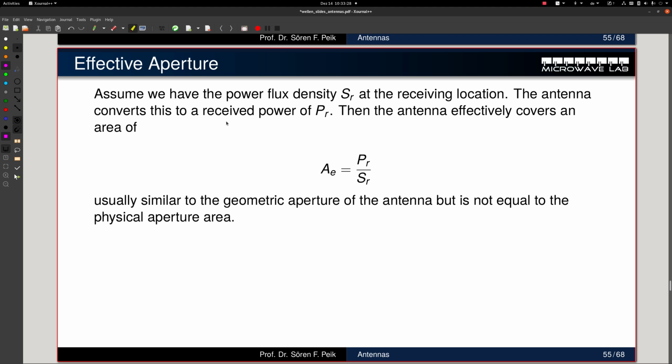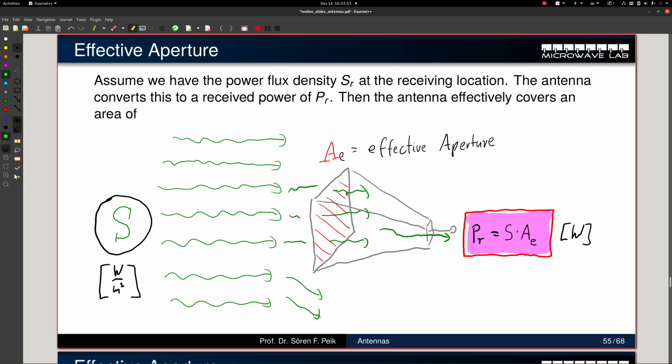And once we know that, we can define our so-called effective aperture. Backwards, no? When we know what the received power density is and my received power, then the ratio between the received power and the received power flux density, that is my effective area. Just going back here, it might be the physical area, but this may differ.